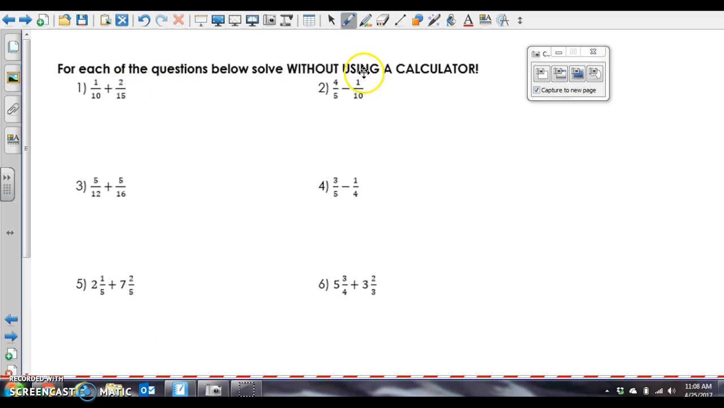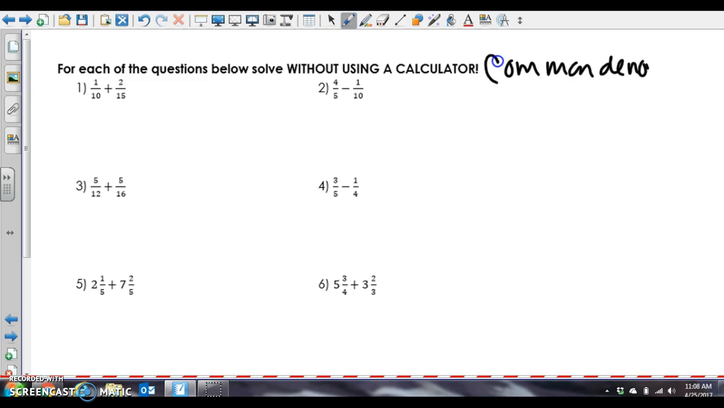Okay, so we're going to start with fractions. And remember that when you add and subtract fractions, you have to have a common denominator. So I'm going to write that off to the side. You have to have a common denominator when you're adding and subtracting. So we're going to do number 2 together. You're going to write this down with me, so that way you have some sample problems to look at.